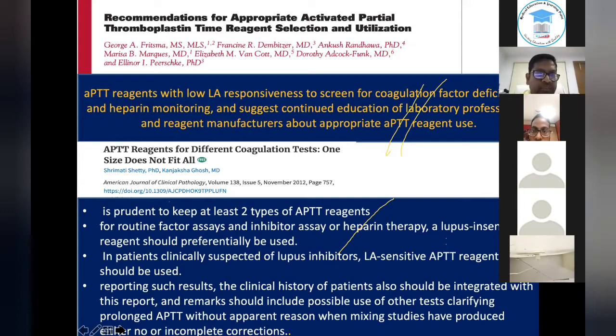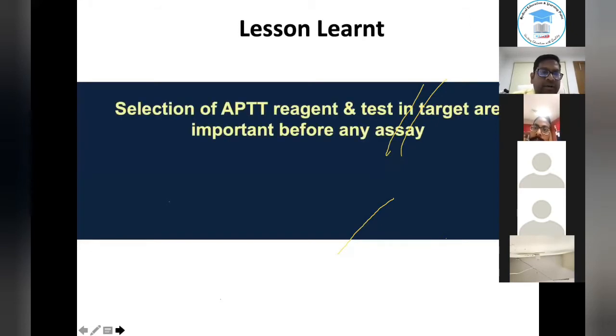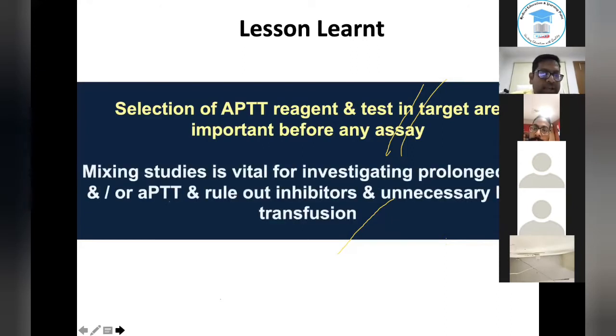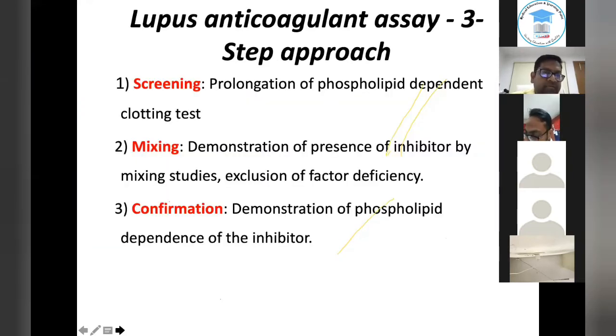And whenever you report a result, the clinical history of the patient should be integrated with the report, and remarks should include possible use of other tests clarifying prolonged APTT without apparent reasons, or where mixing studies have produced no or incomplete correction. So what lesson have you learned? APTT reagent and test in target are important before any assay. Mixing studies are vital for investigating prolonged PT or APTT, to rule out inhibitor and unnecessary FFP transfusion.